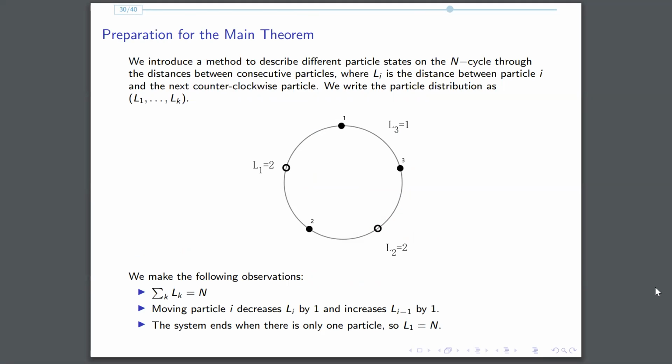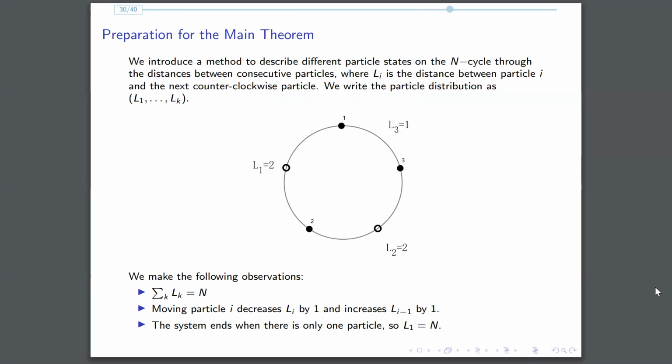To prove the main theorem, we would first like to introduce a method to describe different particle states on the n-cycle by looking at the distances between consecutive particles, where L_i is the distance between particle i and the next counterclockwise particle. For example, the distance between particle 1 and particle 2 is L_1, which is 2. The distance between particle 2 and particle 3 is L_2, which is 2. And the distance between particle 3 and the next counterclockwise particle, particle 1, is L_3 equals 1.